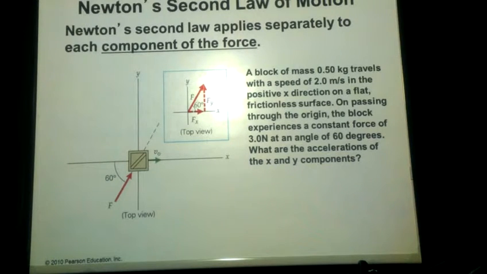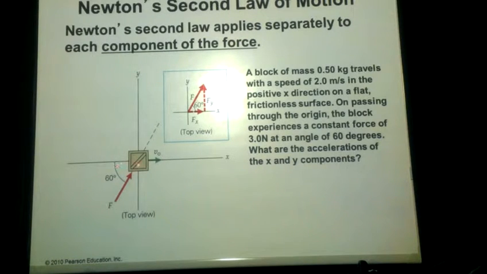This says a block of mass 0.50 kilograms travels with a speed of 2 meters per second in the positive x direction on a flat frictionless surface. So here's my 0.5 kilogram mass, traveling at a speed of 2 meters per second in the positive x direction on a flat frictionless surface.